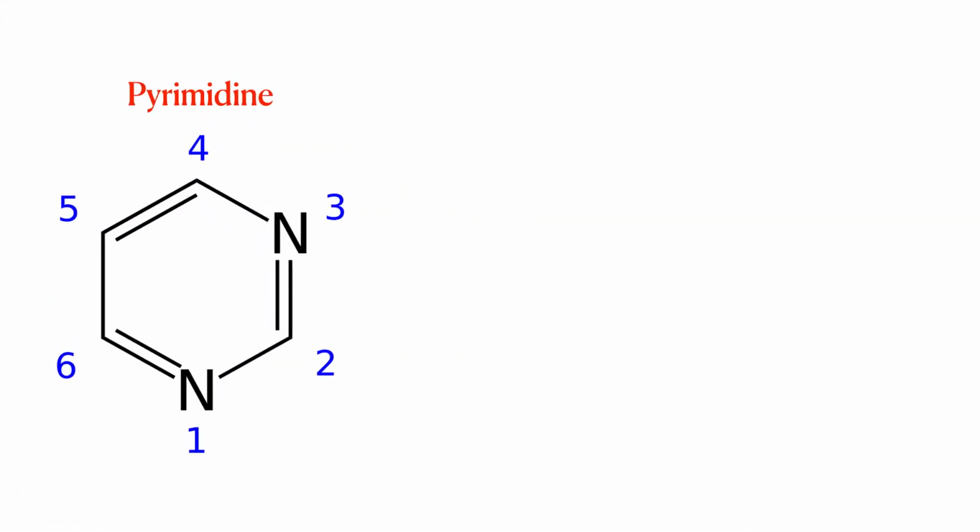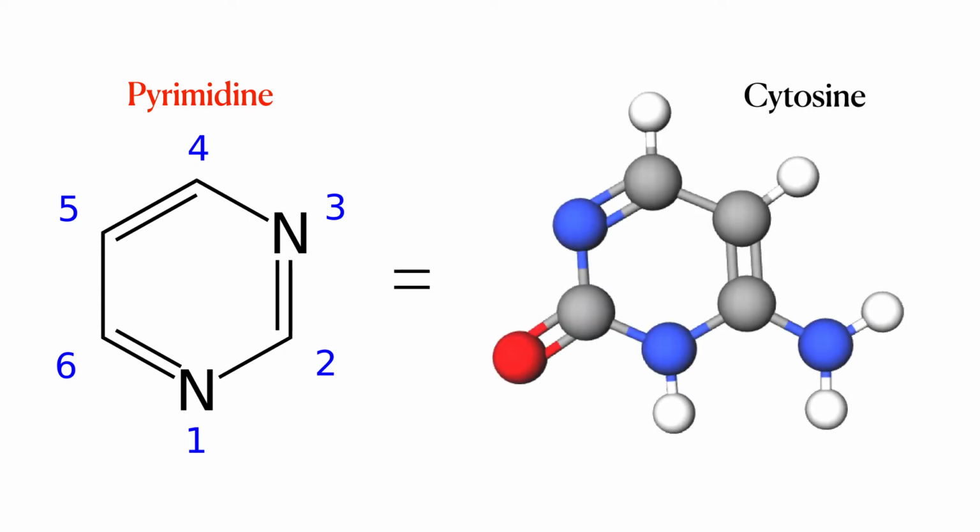A second pyrimidine, again with the same basic shape, is cytosine. And in cytosine, you can see that sticking off the side of the ring is an amine group. All right, so it's what's coming off the side. In thymine, it was a methyl group, and in cytosine, it is an amine group.